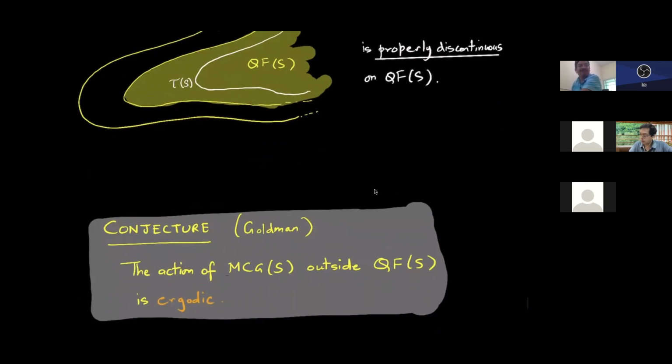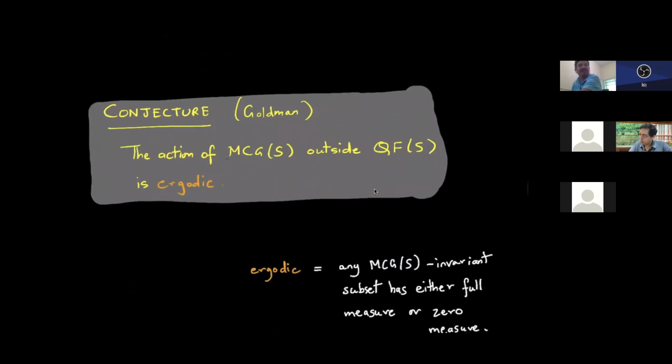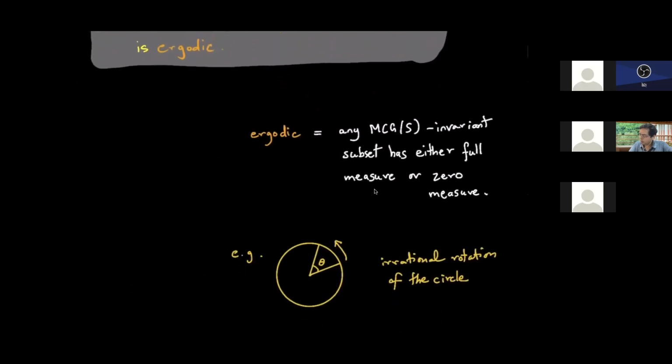Okay. All right. So that's ergodic, and the canonical example to have in mind is if you look at powers of an irrational rotation on a circle. This rotation would preserve the Lebesgue measure, and this is ergodic.